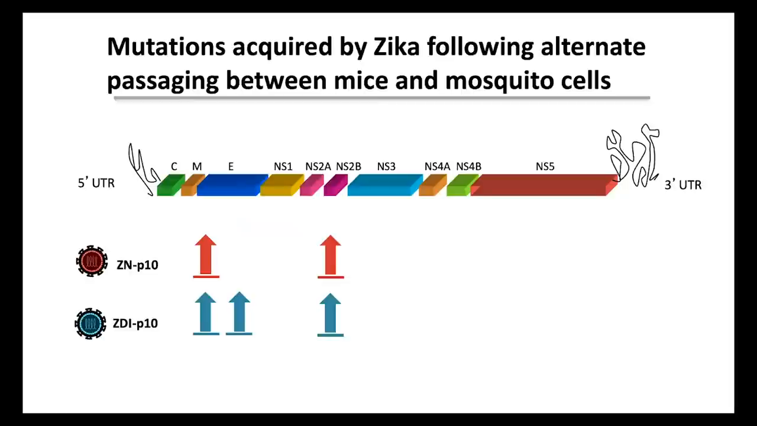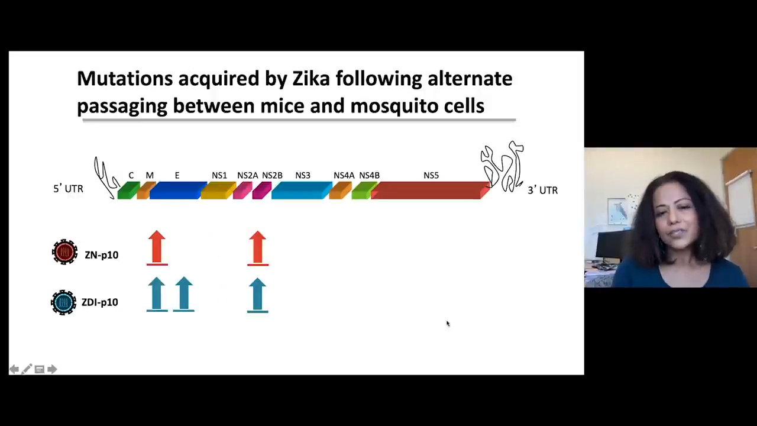When we sequenced these viruses, we found two mutations in this Zika naive P10 virus. These exact same two mutations were also present in this Zika dengue immune P10 virus. Plus, this virus strain also had an additional mutation in the viral genome. In the next slide, I'll show you what these viruses do.